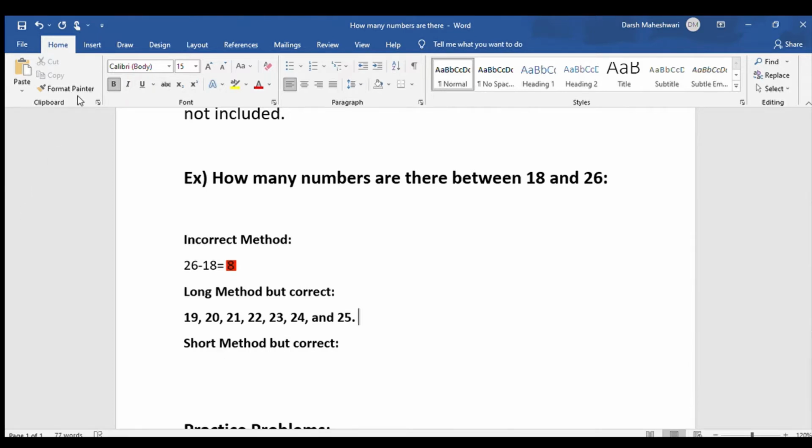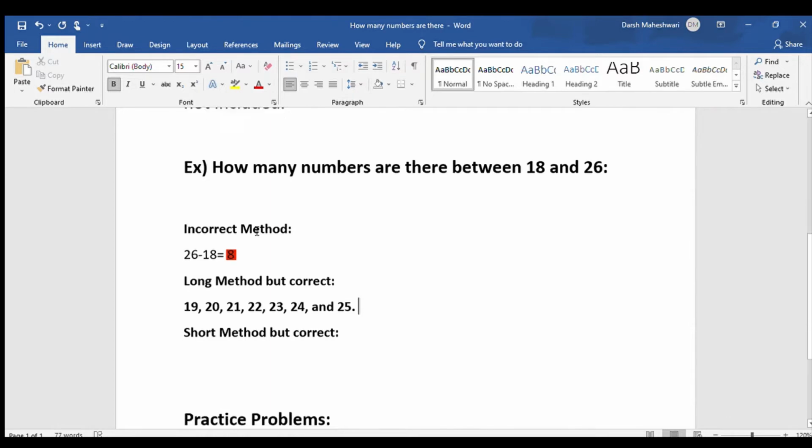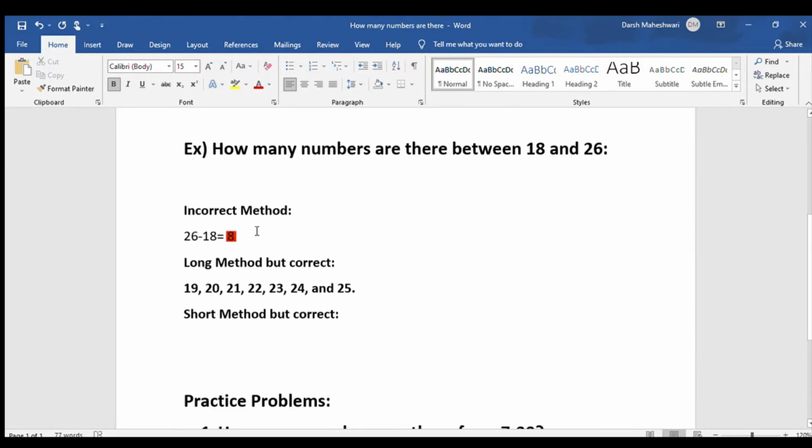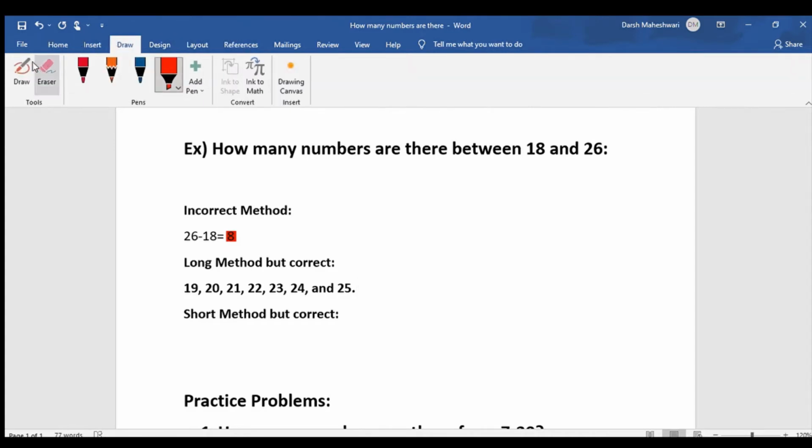As you can see, we listed out every single possible value. When the numbers get larger and more separated, suppose it was 18 and 2,600, nobody wants to do the long method and list out every single number from there. In this case, now you just have to count it, so it's another step. And when you count it, you get 1, 2, 3, 4, 5, 6, 7. Seven. And notice how it's different from the incorrect method.